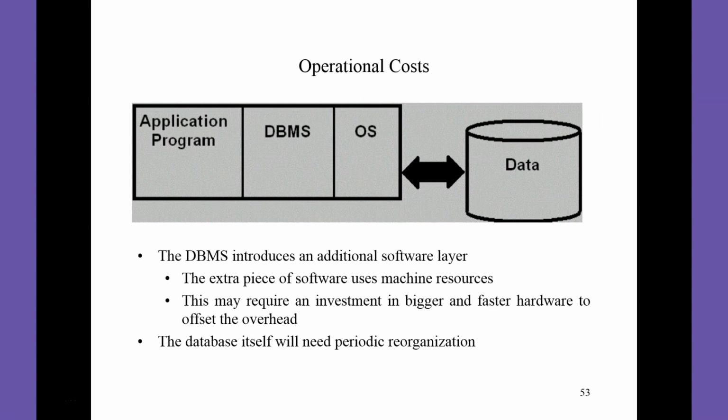There are also operational costs that we've hinted at. The DBMS itself is a large piece of software, an additional layer sitting between the operating system and the application program. And this extra piece of software may require an overall hardware upgrade. The machines that were being used before may not be adequate to power this much software. Furthermore, maintaining the system is going to be a challenge. The database itself will need periodic reorganization.